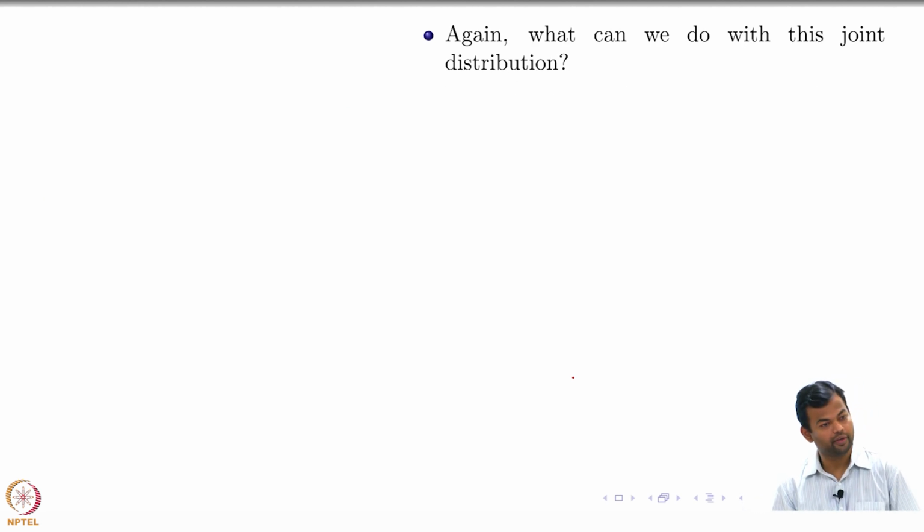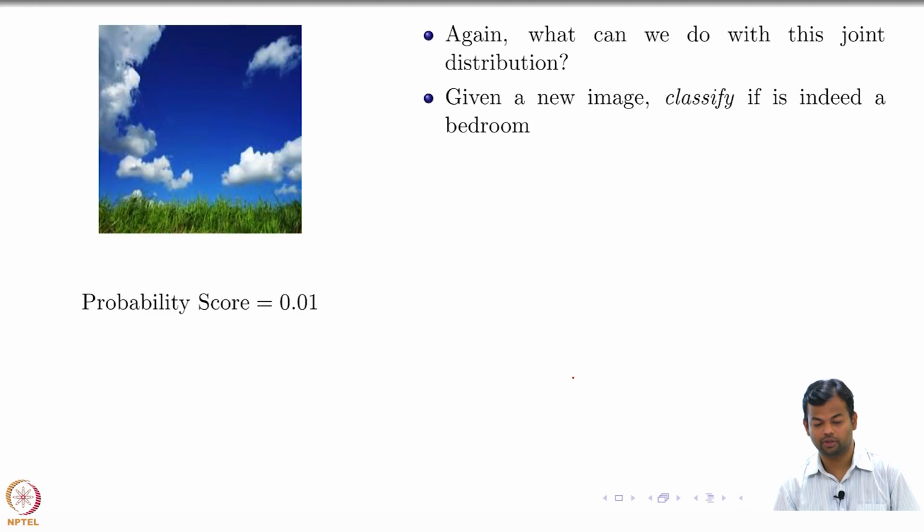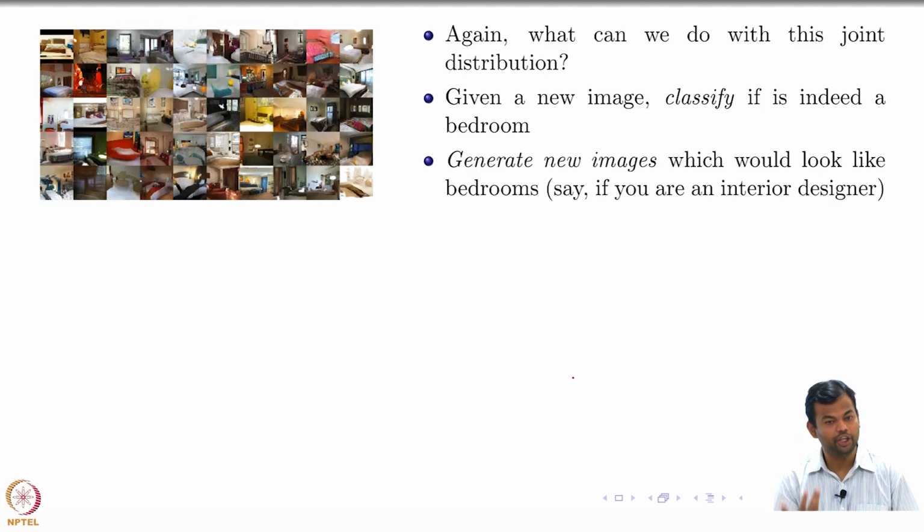Now what can you do with this joint distribution? Once you have this, you can take a new image and classify if it indeed is a bedroom image. In this case, I meant to denote that 0.01 is a very low score, which I contradicted before, but assume that this is a very low score and this is not a bedroom image. You can also generate new images which would look like bedrooms. So now you have this. How will you generate this now?